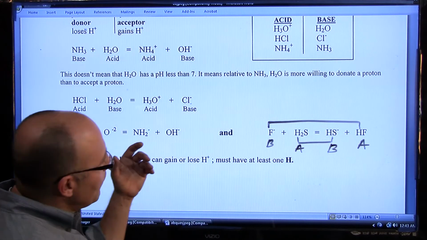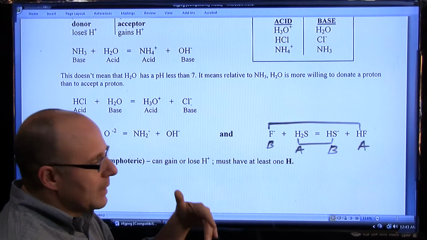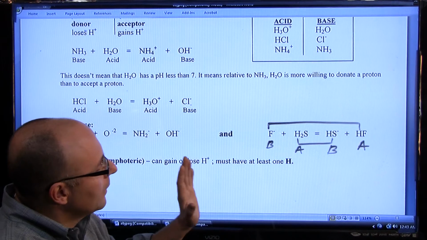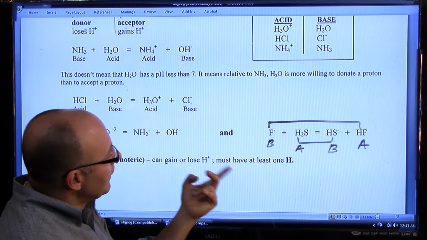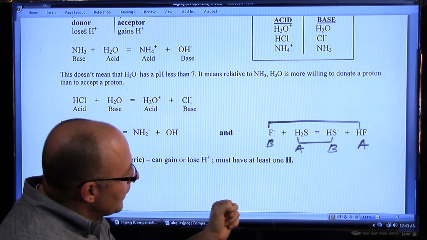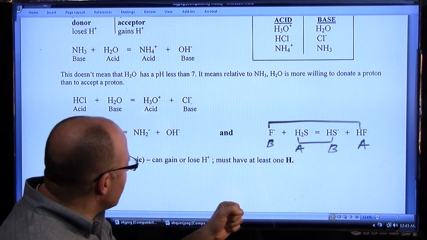Now don't try to memorize a sequence here that it always has to be A, B, B, A. But what you should know is that you'll always end up in these reactions with 2 acids and 2 bases, and 1 on each side.